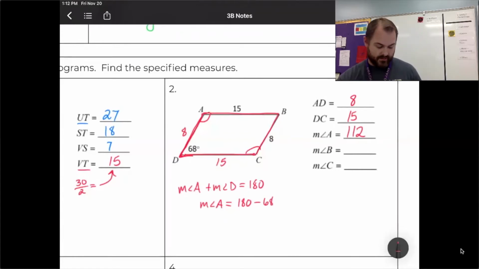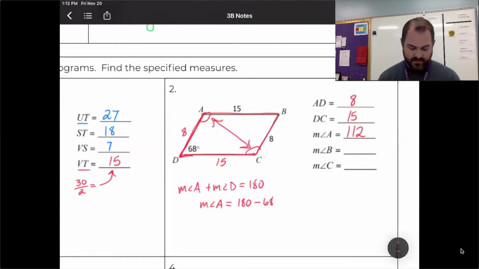Remember though, opposite angles are congruent. So that also tells me the measure of angle C is 112 degrees. I should put my degree symbol there. Then they ask about the measure of angle B, and it is the opposite angle of angle D, so they're congruent, so it's just 68 degrees.